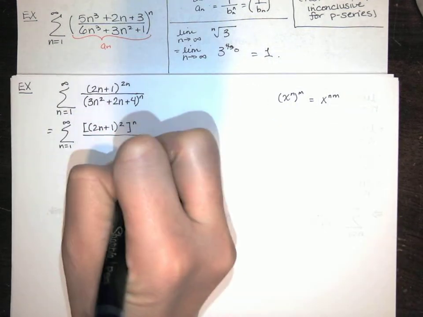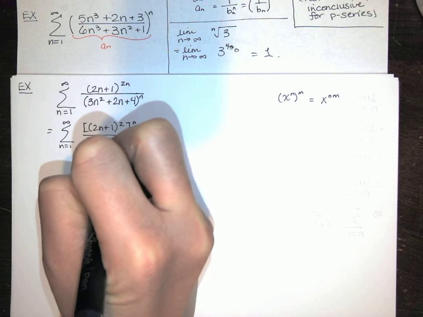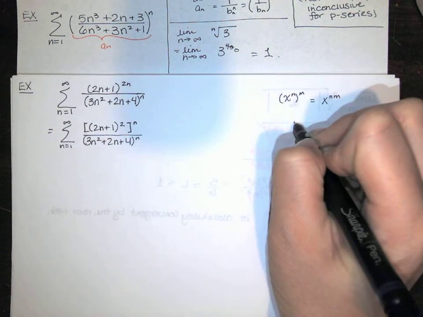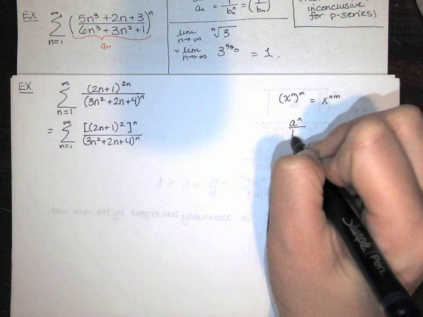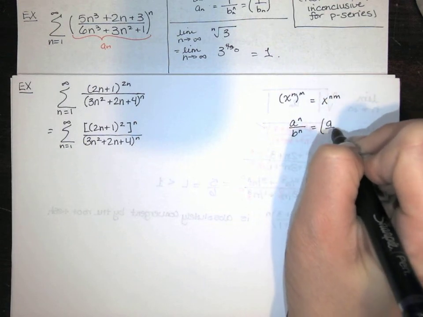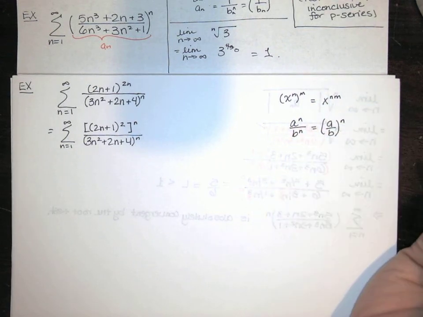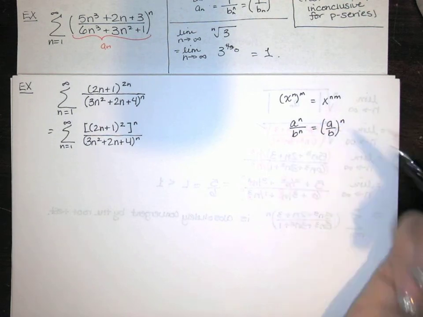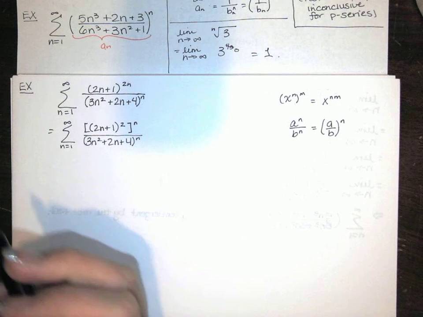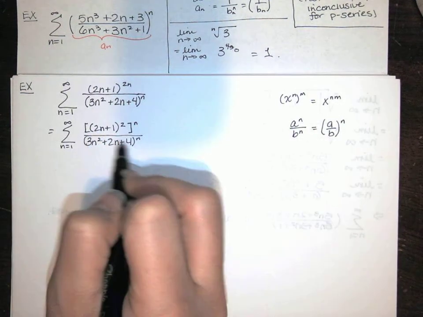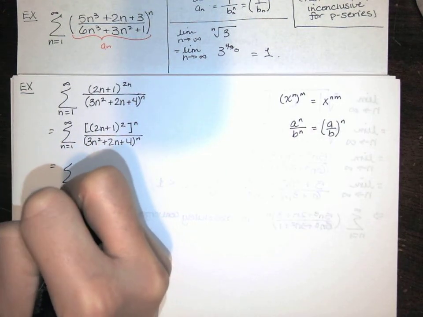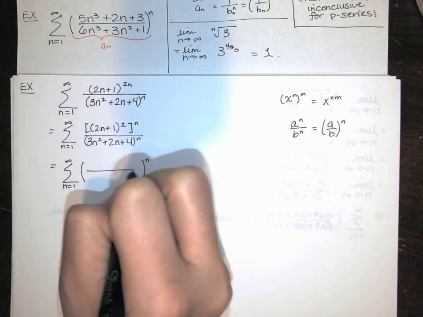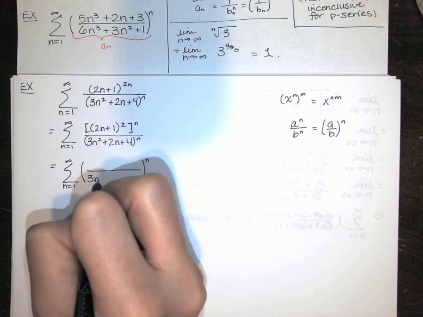And then over here, I still have the same 3n squared plus 2n plus 4, all raised to the n in the denominator. And then we have this property from algebra as well. If you've got a to the n over b to the n, you could rewrite that as a over b to the n. In algebra class, most of the time we took something like this and we rewrote it this way. And this time we're going this way. So I've got something to the n over something else to the n. So I can write that as one large fraction.